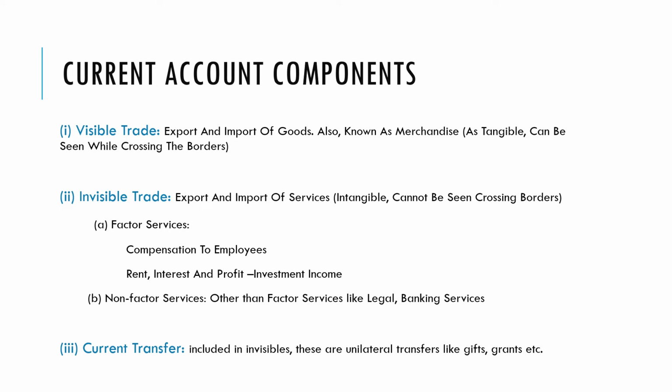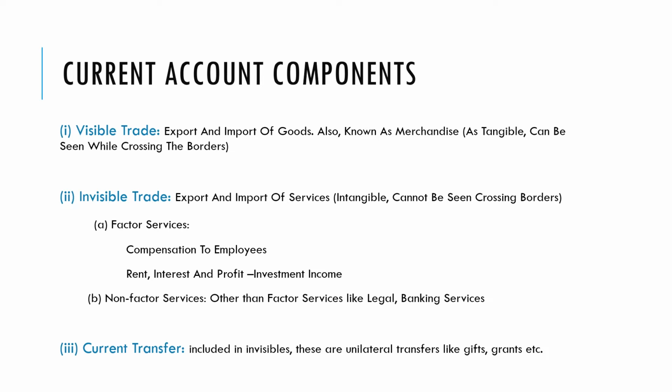Current account components. The current account components are of three types: visible trade, invisible trade, and current transfers. Let us look at visible trade first. Visible trade includes export and import of goods. Goods are also called merchandise. These are tangible and can be seen while crossing the borders.